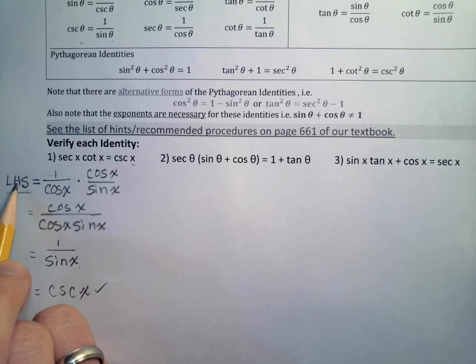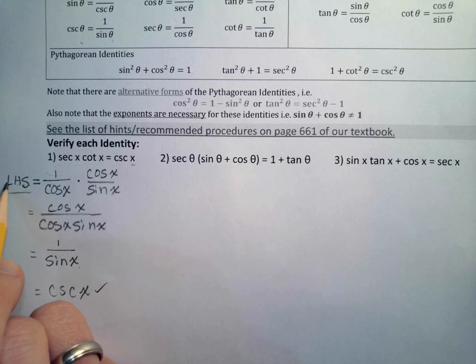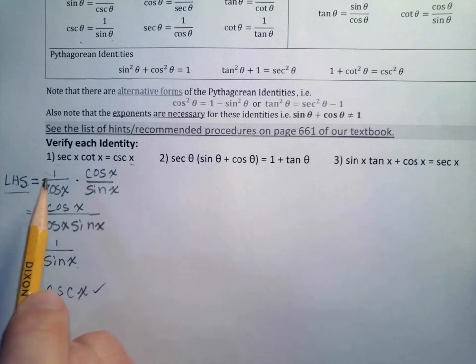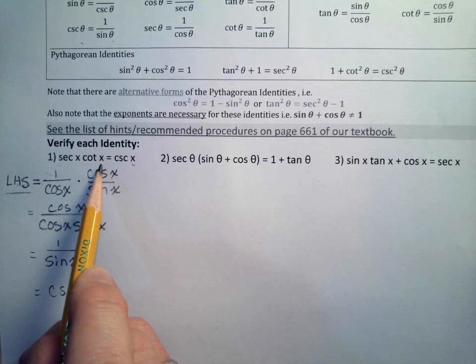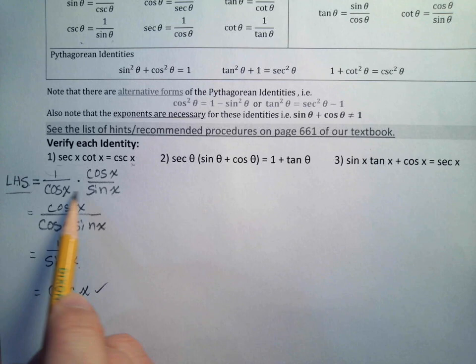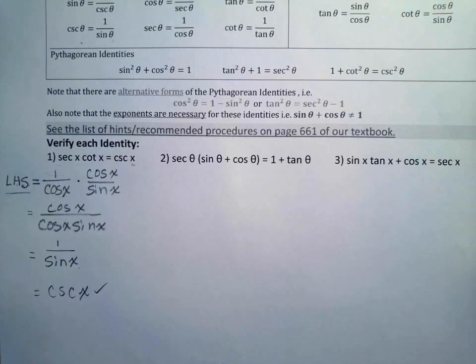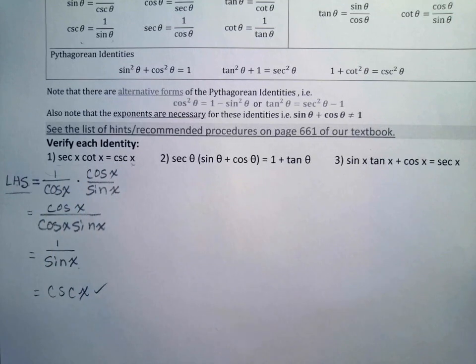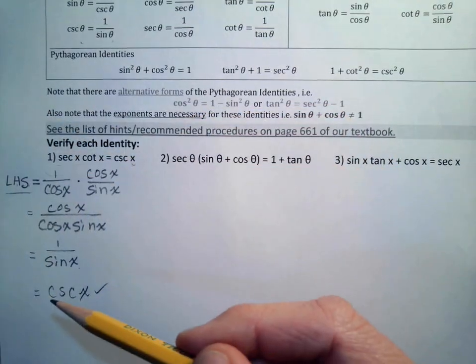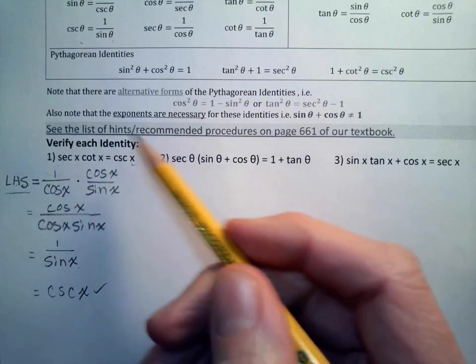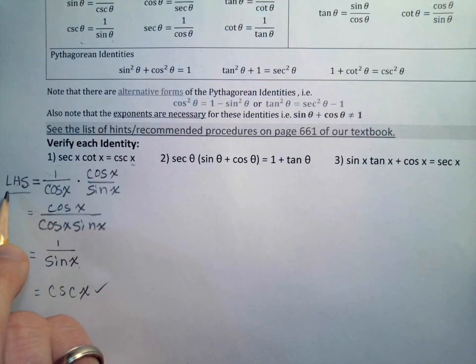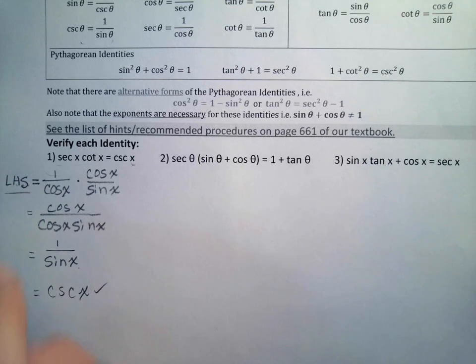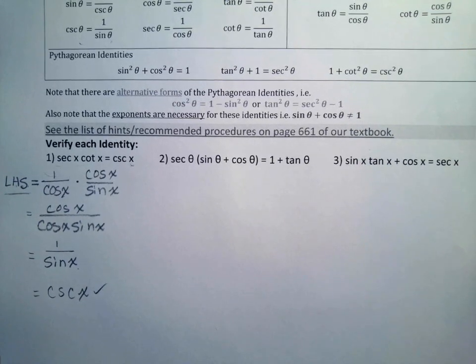So either write LHS for left-hand side or RHS for right-hand side, telling me what side you're starting with, because we don't always just rewrite that side. We can go ahead and start manipulating it and rewriting it. Sometimes it's not obvious if you start manipulating it, especially if there are few steps. So always write left-hand side or right-hand side to say what side you're starting with. Okay. All right, let's go on to number 2.